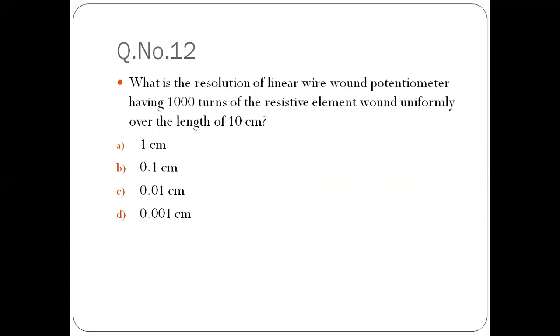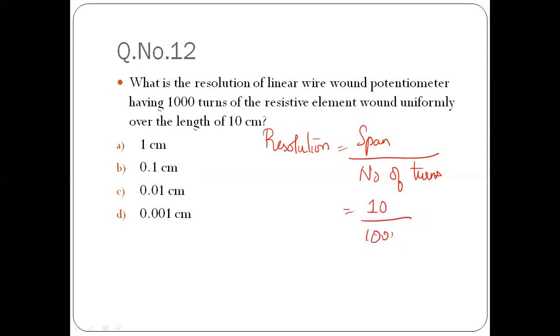What is the resolution of a linear wire wound potentiometer having 1000 turns of the resistive element wound uniformly over the length of 10 centimeter? The resolution of a potentiometer is given by the span of the potentiometer divided by the number of turns. Here the overall length of the potentiometer is 10 centimeter. The span is also 10 centimeter. So 10 / 1000 is nothing but 0.01 centimeter. So 0.01 centimeter is the correct answer.